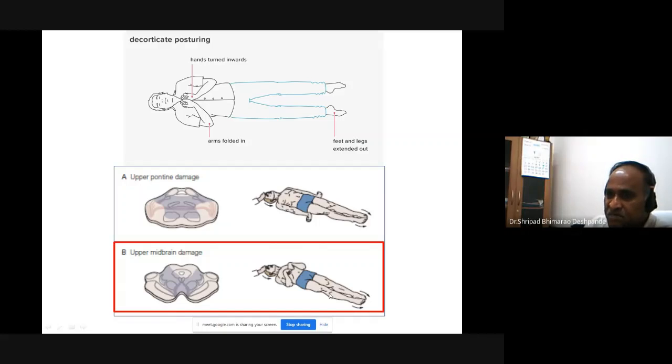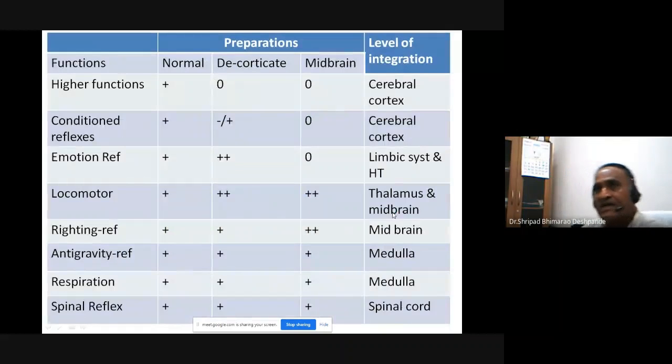Suppose it is hemiplegia, one side. Suppose it is on the left side, a left internal capsular lesion, so the right side will be flexed, this is extended, and this side would be normal. That is the hemiplegic position. Decorticate posturing is bilateral, whereas hemiplegia is unilateral, one side. Now come back here.